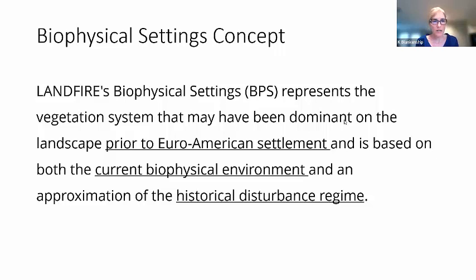So, down here in Bend, this idea of Euro-American settlement makes a lot of sense to people. I don't know how well it applies in Alaska, but what I will say is that what we're talking about here are ecosystems with their natural, quote unquote natural, disturbance regime. So prior to fire suppression, we're looking at the conditions that systems evolved with. That's the idea with the biophysical settings concept.